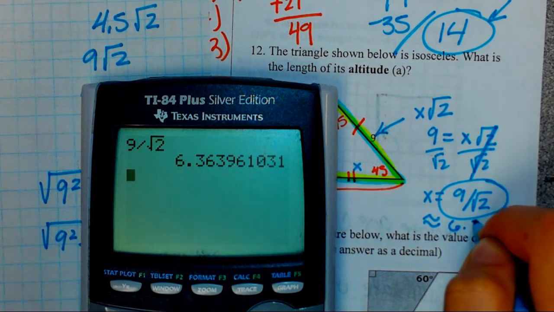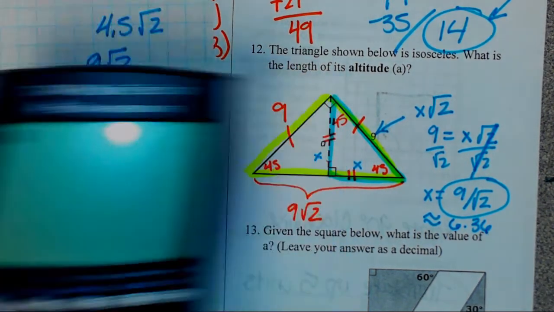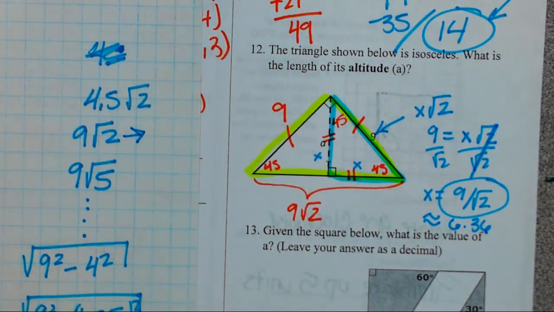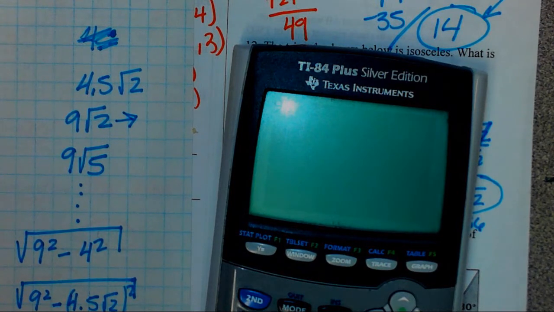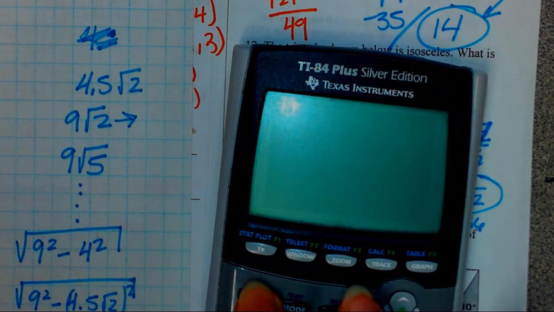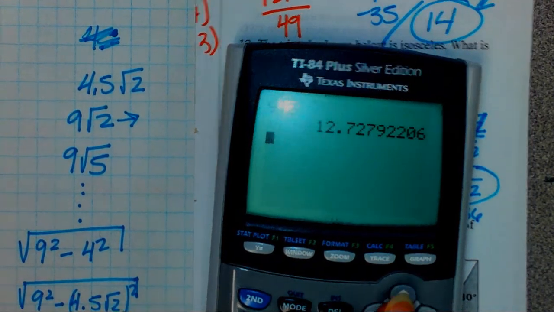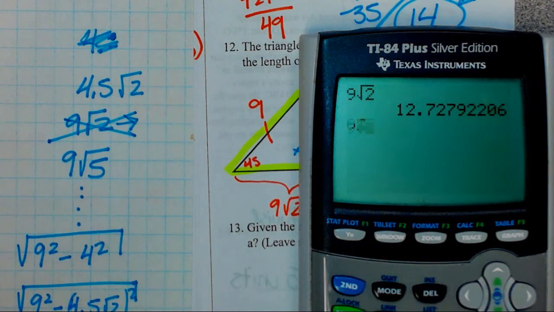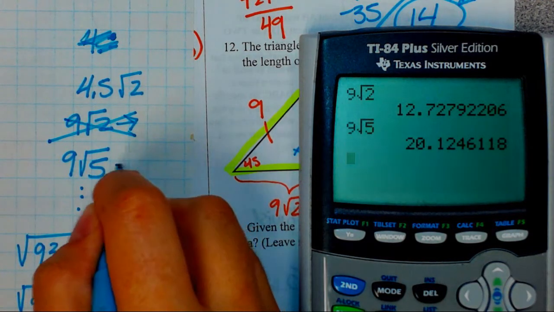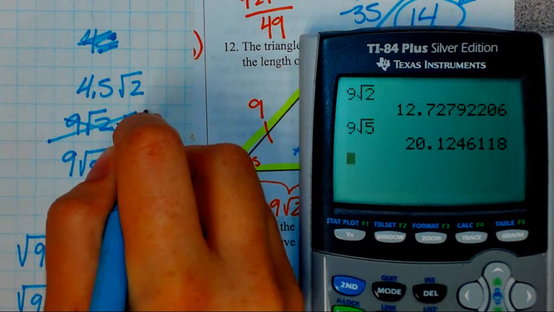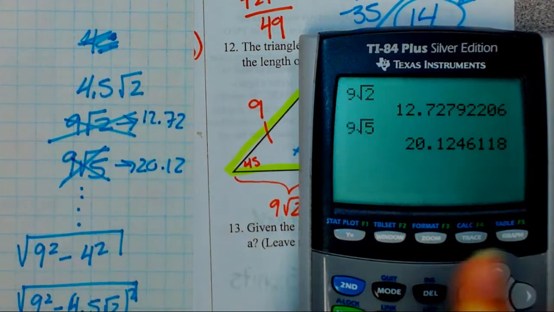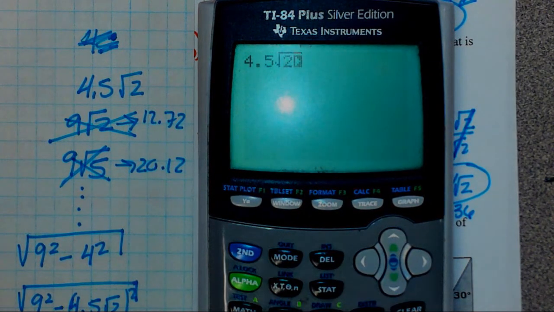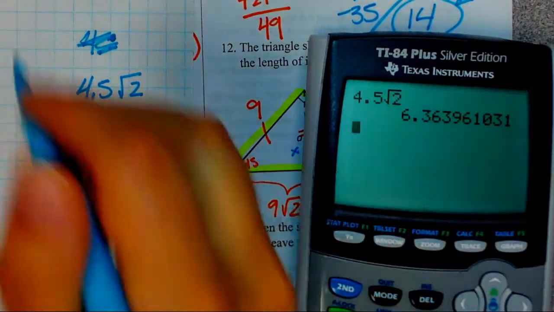So that's 6.36. Okay? And then convert all of your answer choices to decimals. So like if I did 9 square root 2, well, that's about 12.72, so I know that's not right. 9 square root 5 is about 20.12, 12.72, so that doesn't match what I got. Okay. If I do 4.5 square root 2, that matches 6.36.